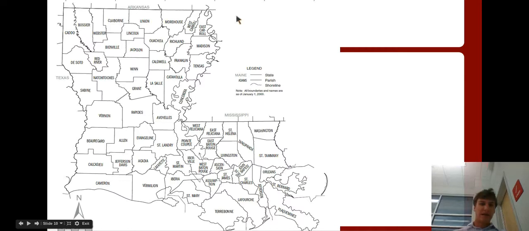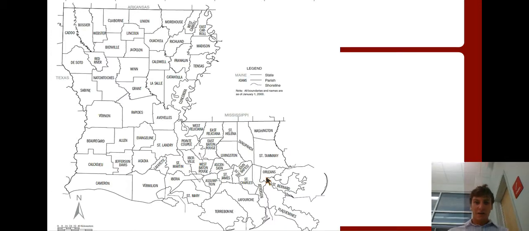Next, you've got a map of the different parishes in Louisiana. Here's Orleans Parish right there. On your do nows for this week, you're going to be using this map exactly like this to find the different directions you have to go to get from parish to parish. Think about what type of map this is. What kind of map would we classify this as?